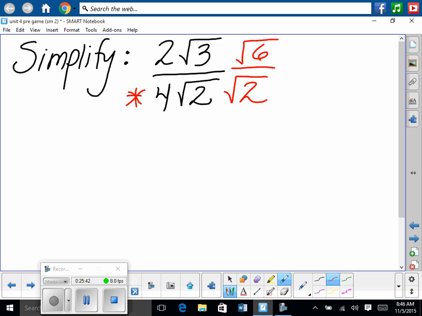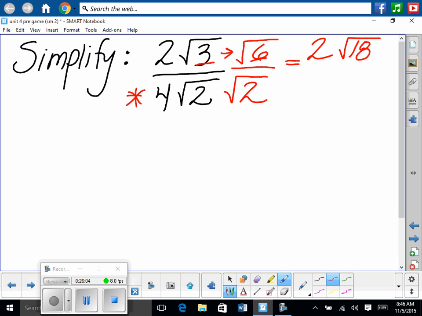Does everybody get that? So on top, we multiply straight across. Now on top, there's a 2, a square root of 3, and a square root of 6. Well, the 2 is not under the radical, so it stays on the outside. But we do have a square root of 3 times 6, which is the square root of 18. Everybody okay with that?